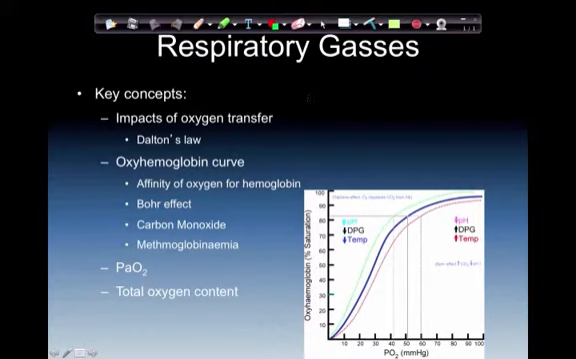Respiratory gases. Key concepts here. The concepts on this slide are what are the actual impacts of oxygen transfer. So when we look at gases that are in the body, we have kind of a benchmark, and the benchmark is: does the hemoglobin molecule transport the oxygen gases or not? And we're going to talk about something called the oxygen hemoglobin dissociation curve, and there are several things that can adjust this. Just very simply, let's take a look at it here for a second. This is it at the bottom of the slide.